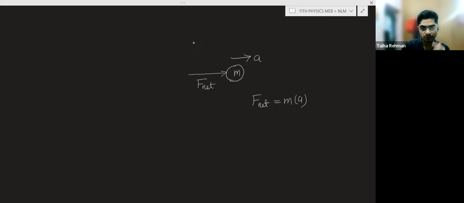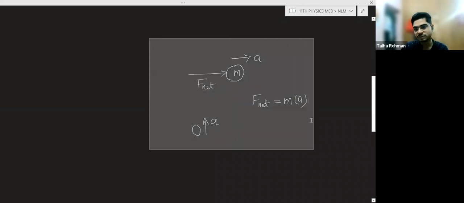Suppose this is some body and it is moving in this direction with an acceleration a. Then we will write: net force on this body in the direction of the acceleration is equal to the mass into acceleration. So I will use this.